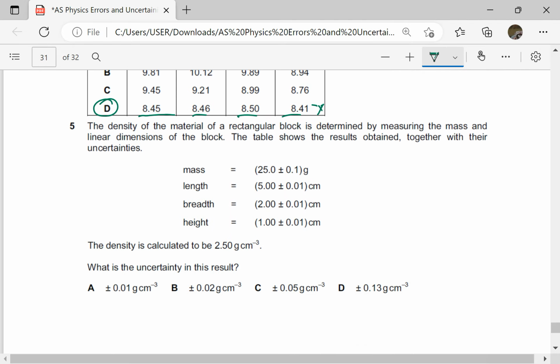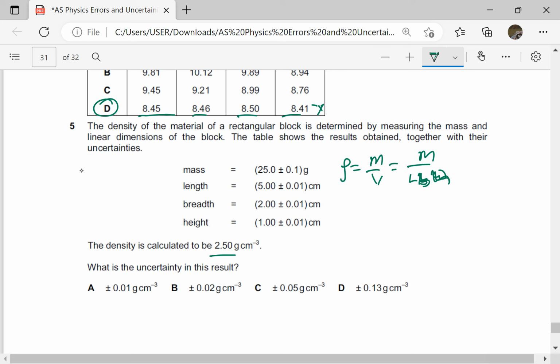The density of a rectangular block is determined by measuring the mass and linear dimensions of the block. The table shows the results obtained together with their uncertainties. We have the mass, length, breadth, and the height. The density is calculated to be 250.5. What is the uncertainty in this density? So density is going to be mass over volume, which will be mass over the length, breadth times the height.